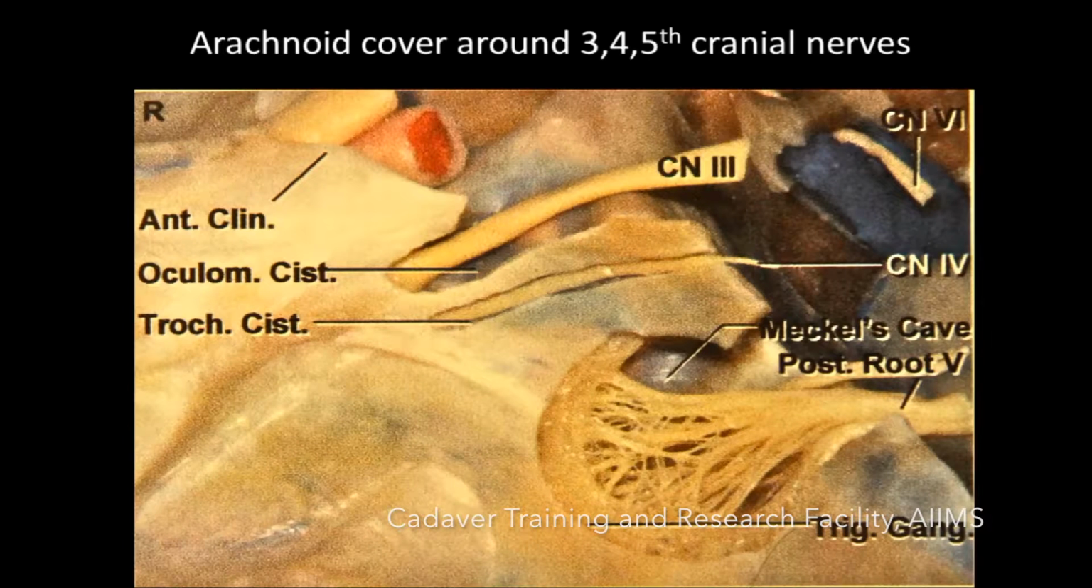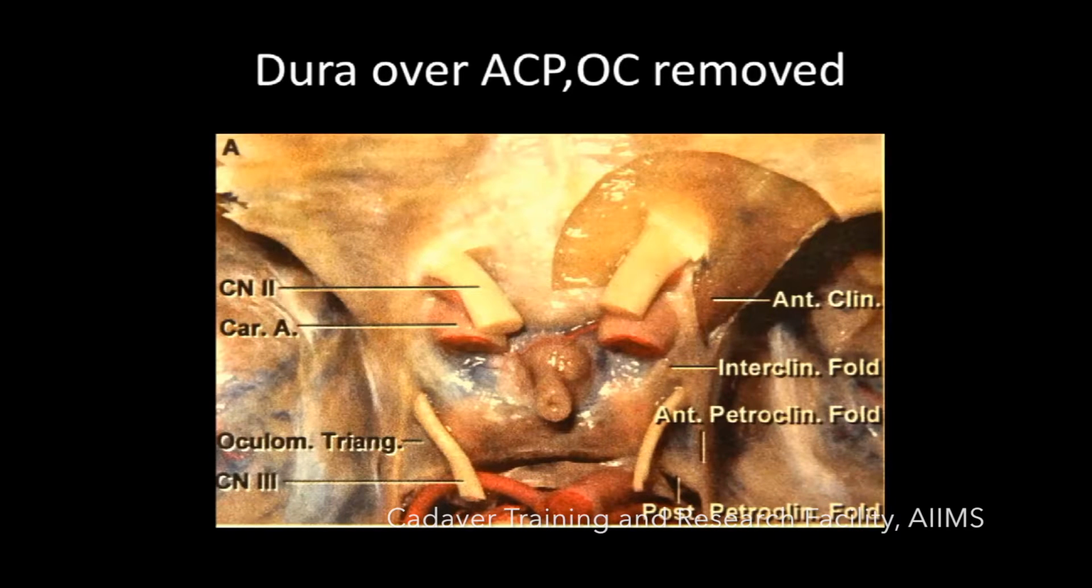Same thing with the trigeminal cistern. It covers at least two-thirds of the Meckel's cave. So the dura has been stripped over the roof of the optic nerve, the clinoid process, the anterior and posterior petroclinoid and interclinoid folds.